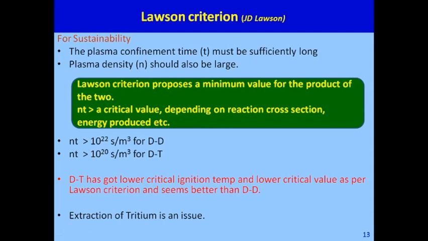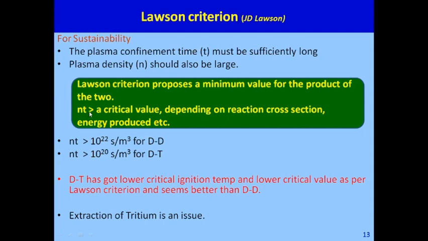Another criterion is called the Lawson criterion. Again, for sustainability we have the confinement issue. The plasma confinement time must be sufficiently long, and also the plasma density should be large. So the Lawson criterion proposes a minimum value for the product of the two. There should be a minimum plasma confinement time and a minimum plasma density, but Lawson tells you that this product nT must have a minimum value.